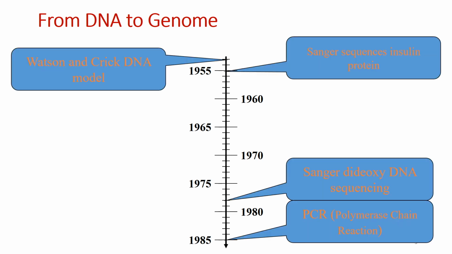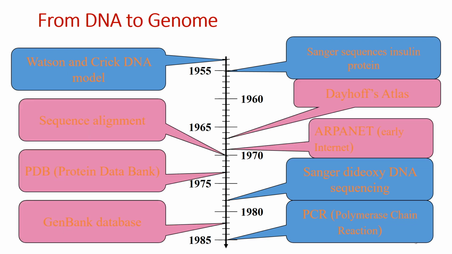So before 1955, we knew the structural information about the DNA. The great scientists Watson and Crick explained the double helical nature of the DNA structure. After the Watson-Crick discovery, we knew that the genetic material is double-stranded in nature. And after 1955, sequencing technology was developed, Sanger sequencing. It was used to sequence the insulin protein. So by this time, we knew how molecules are sequenced. From this research, one by one, the technologies were developed.